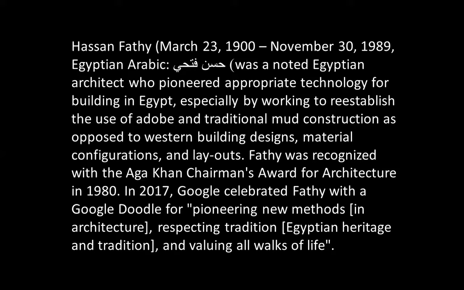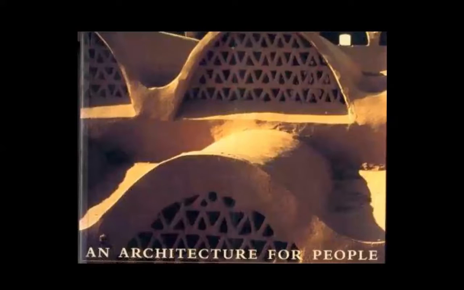In 2017, Google celebrated Fathy with a Google Doodle for pioneering new methods in architecture, respecting tradition, Egyptian heritage, and valuing all walks of life. You see, an architecture for people. But he also published intensely about this subject, like, for example, the book called Building for the Poor, or Architecture for the Poor.